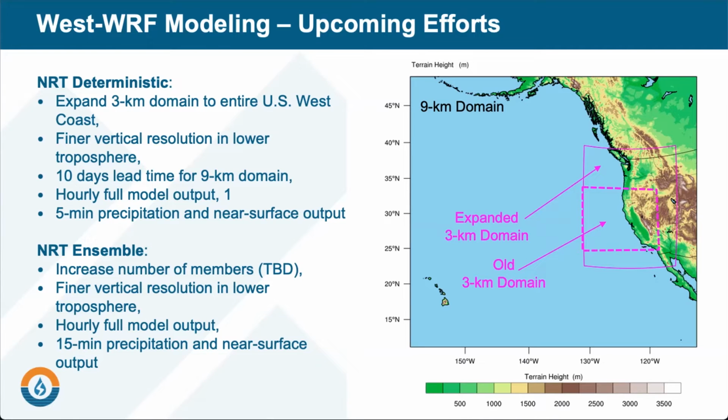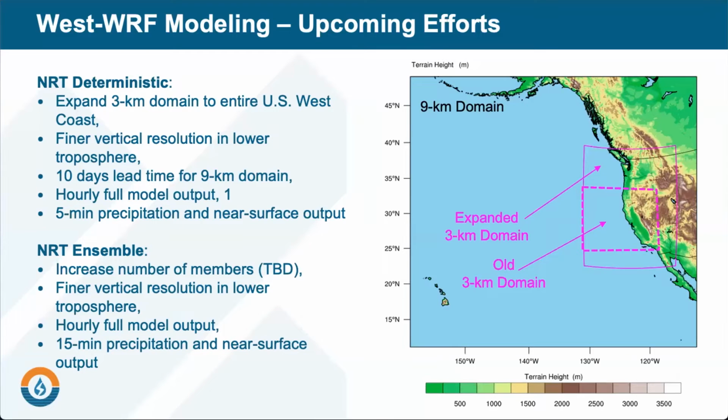Looking to go out to 10 days lead time for the 9-kilometer domain. Have hourly full model output, and then 15-minute precipitation. That one should be in the next line there. A 15-minute precipitation in near surface output.